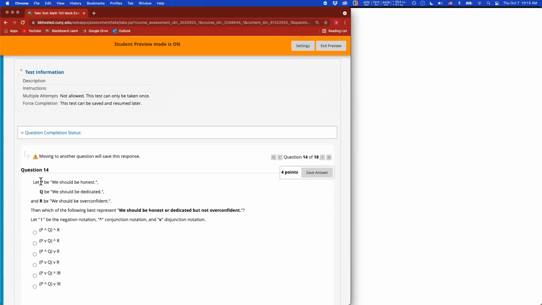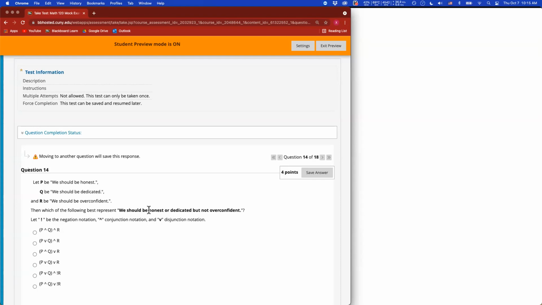Okay, so here are three propositions. P is we should be honest, Q is we should be dedicated, and R is we should be overconfident. Now you want to find the notation for: we should be honest or dedicated, but not overconfident.